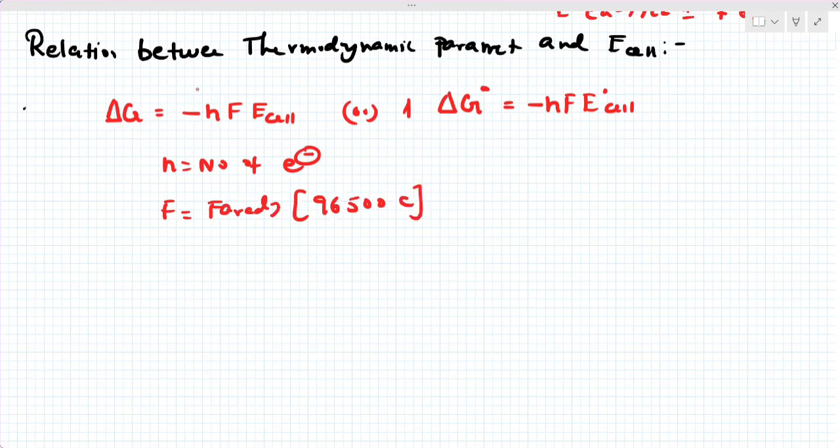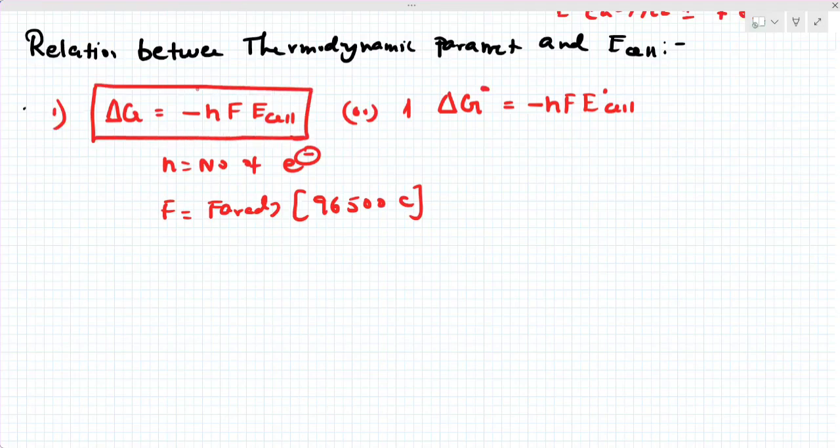96500 coulomb, the approximate value. This is the formula for the delta G calculation. Please note: delta G is equal to minus nFE. This is most important, the formula from the CUET exam point of view.